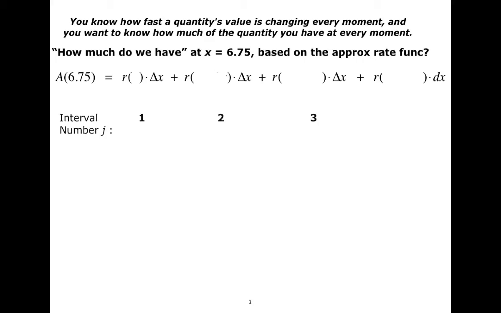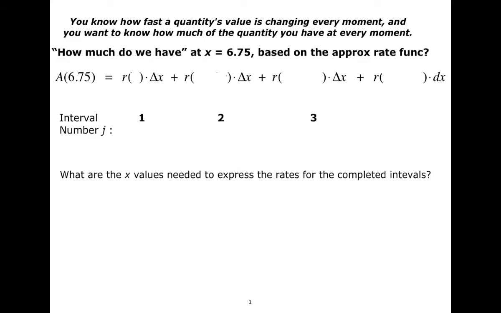The first question will be, so first of all, if you look down at the bottom of the page, we're numbering the completed intervals, j equals 1, 2, and 3. See that? So the first question is, and let's just talk through the questions, and then I'm going to let you loose, and everyone can work at their own pace. What are the x values needed to express the rates? What x values are needed to express the rates? And those are going to be representations using the symbols that we have in the picture.